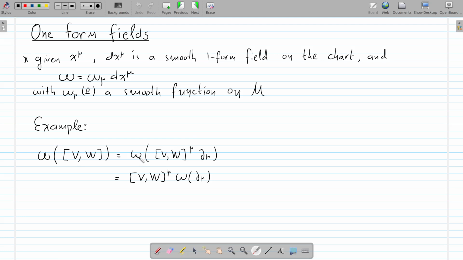Omega acts linearly on vector fields, therefore this function here can be moved outside the arguments of the map omega. But now we know that when omega acts on a coordinate basis vector, it gives us the component of omega. And we have already computed the components of the Lie bracket, which is given by this expression here. So the contraction of omega with the Lie bracket of two vector fields can be expressed in terms of their respective components by this relation here.